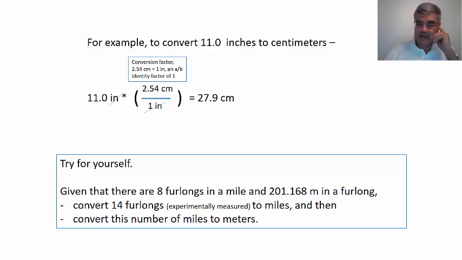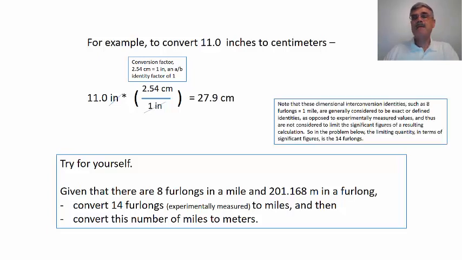Now, one thing to point out is that when we have definitions, like 8 furlongs is equal to a mile, we assume that those are exact, unless we're told otherwise, and so that does not become the limiting number in terms of significant figures, okay? Because that's a known or established relationship, 8 furlongs in a mile.